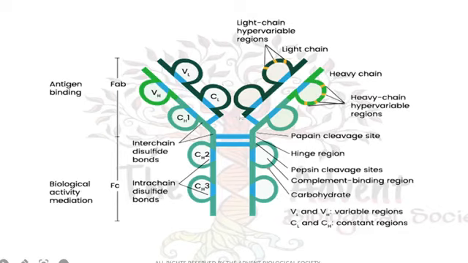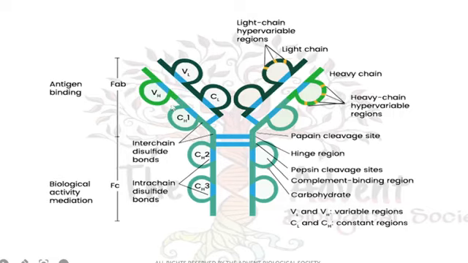Now this light chain comprises the variable region and the constant region, and this heavy chain comprises the variable region and these three constant regions. So there are three constant regions present in the heavy chain, that is the CH1, CH2 and CH3. In the case of the light chain, it is only one, that is CL.